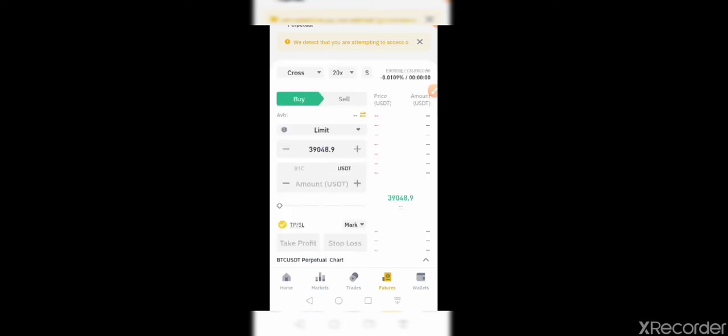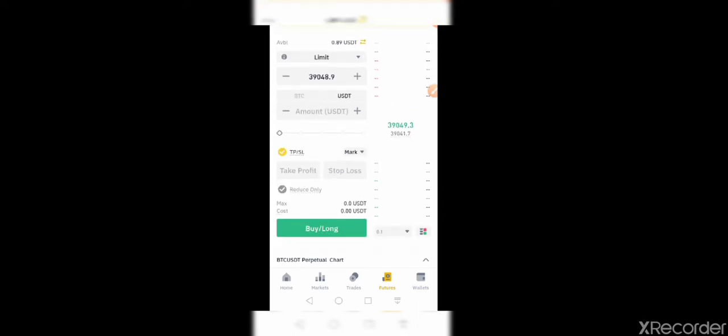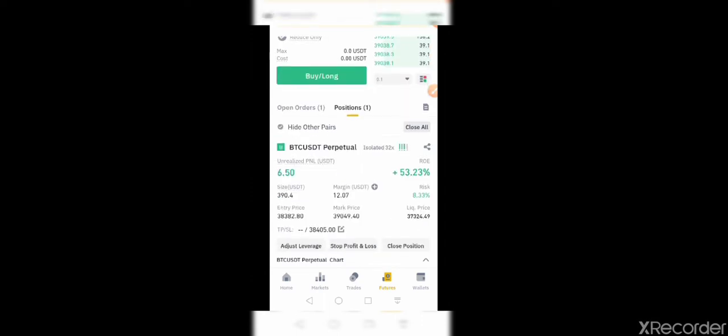So let's go. We're in a bullish trend. I might decide to leave this trade. You can see now we're in 39,490. Now see the profits I've made so far. You can see I made $6.5 from $12. That's 53%.